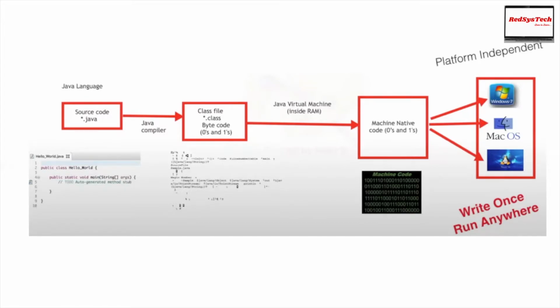Whenever you write code in Java, you store it as a .java file, and using the compiler, it is compiled into a .class file. Whenever you execute that particular .class file, you can execute it on any platform. So you can write once in .java, and you can run on any platform, which is nothing but Windows, Mac OS, it doesn't matter.